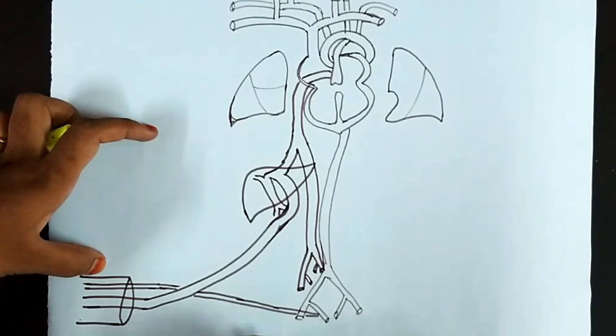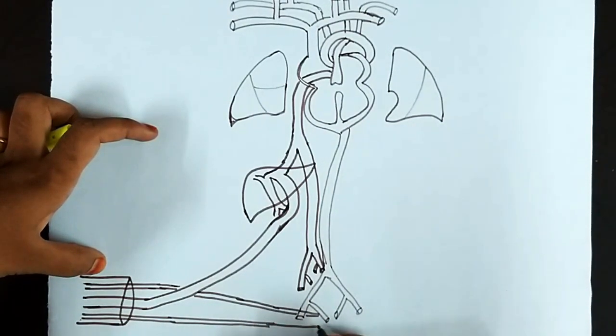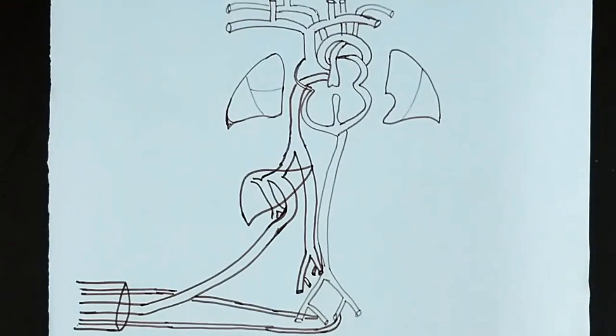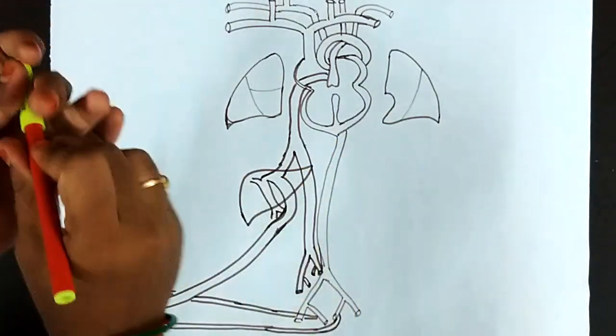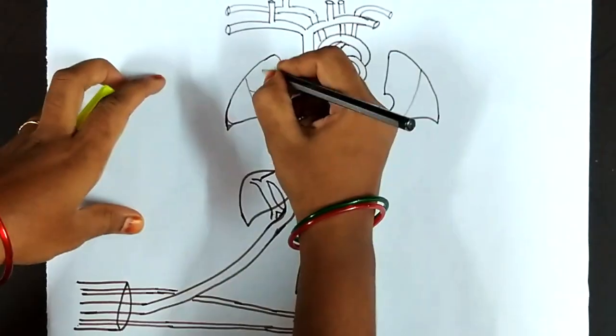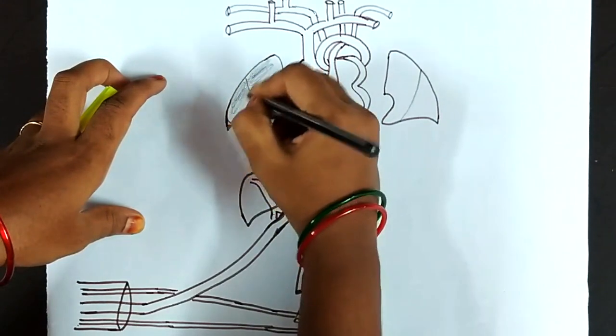These are the umbilical arteries. The blood from the internal iliac arteries drains into the umbilical arteries. Here is the exception: arteries will carry the deoxygenated blood, whereas the veins will carry the oxygenated blood.